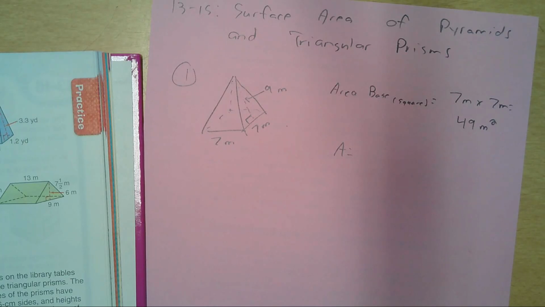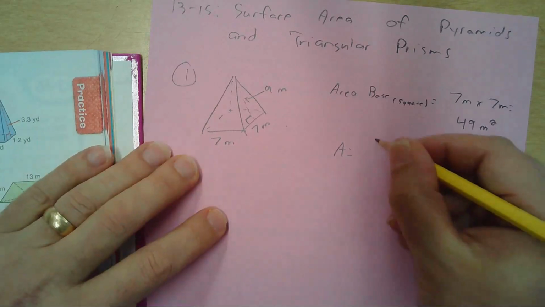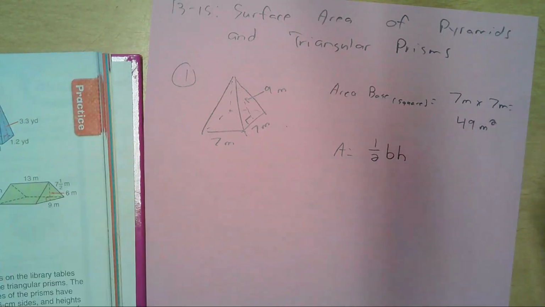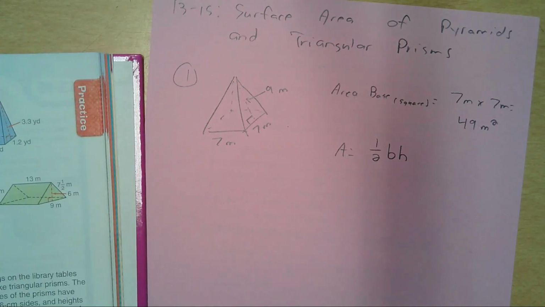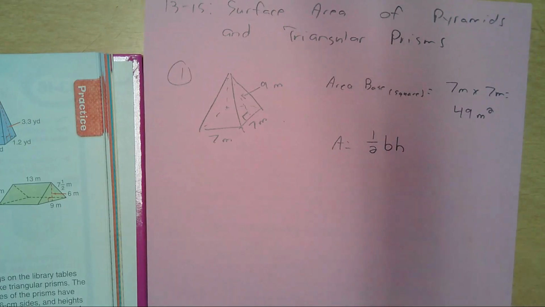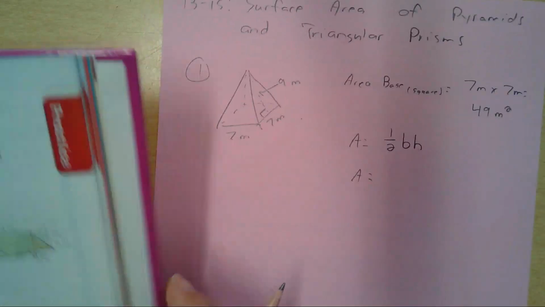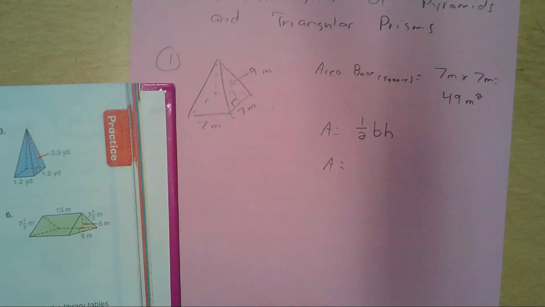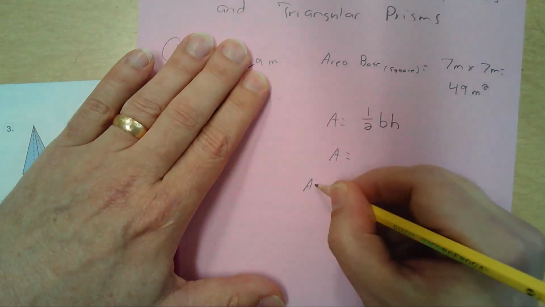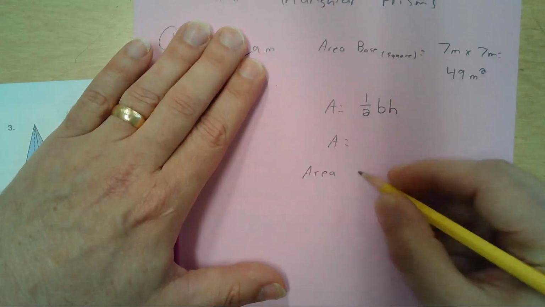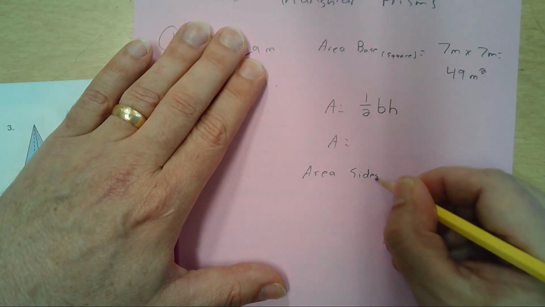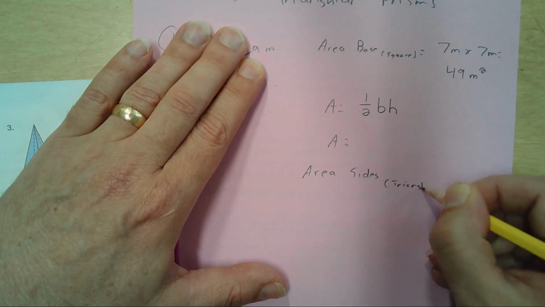What's the formula to find area of a triangle? 1/2 times the base times the height. 1/2, because remember, a triangle is half of a parallelogram. We showed that to you earlier this year. Triangle's half of a parallelogram, base times height. So there's my formula. I need to know two things, a base and a height. All four of these triangles are the same, so to find my area of the triangles, I want the area of the sides, which are triangles.